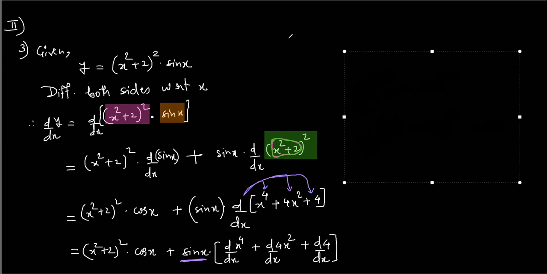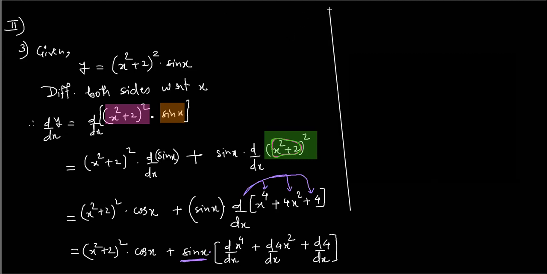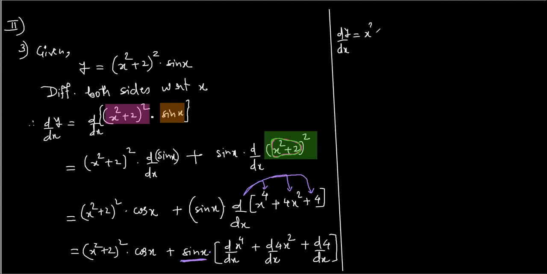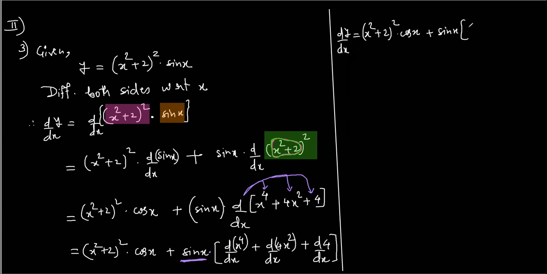So the next step you write is d by dx of y equals x square plus 2 square into cos x plus sine of x, then d by dx of x raised to 4. This is x raised to n. Here you can apply it. Why? Variable raised to constant, and the variable is x. So this is 4x raised to 4 minus 1, which is 3.